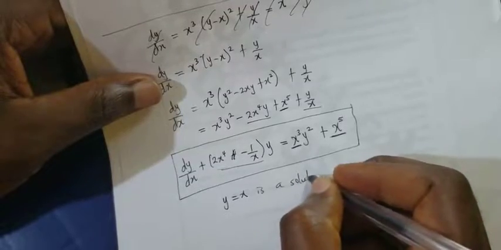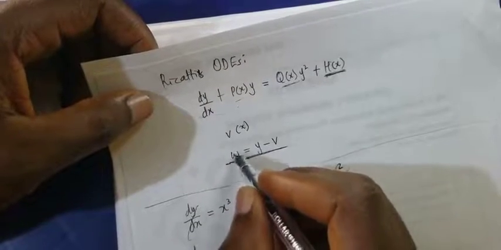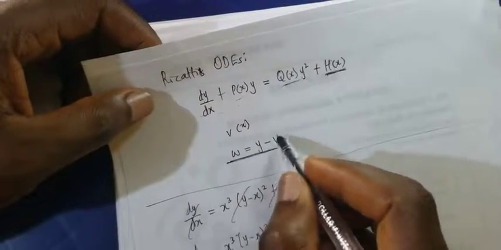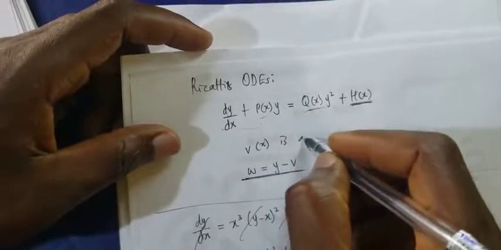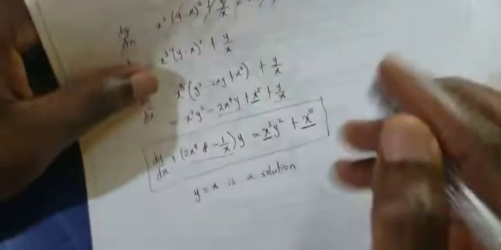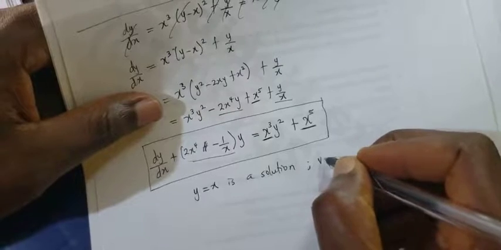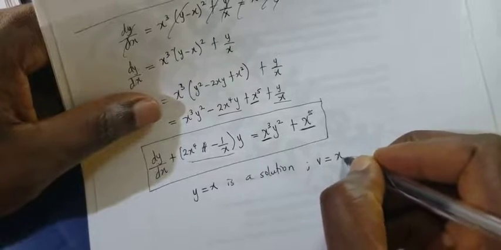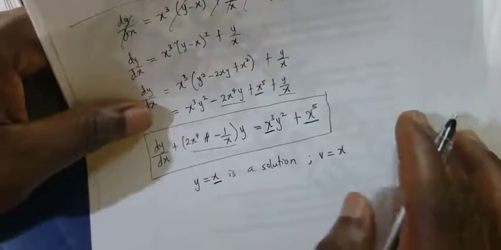So if y is equal to x is a solution, to get the other solution, like I said, we're going to use the substitution w is equal to y minus v. So in this case, v is that first solution, so we're using v of x to represent a solution. Because y is equal to x is a solution, that means our v, which is one of the solutions that we know, is x. V is equal to x.